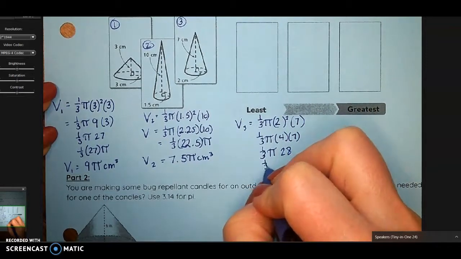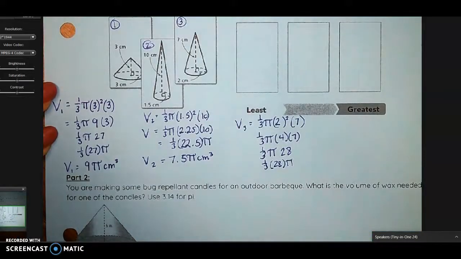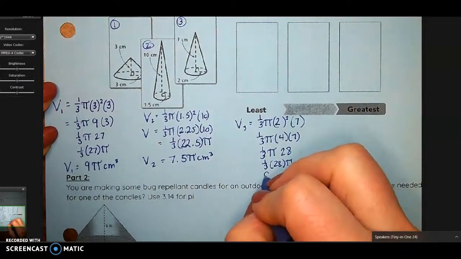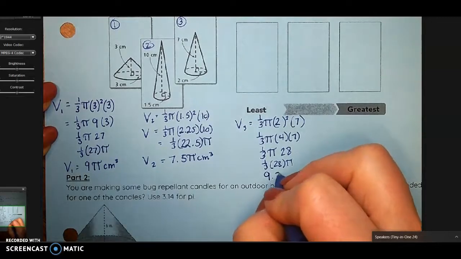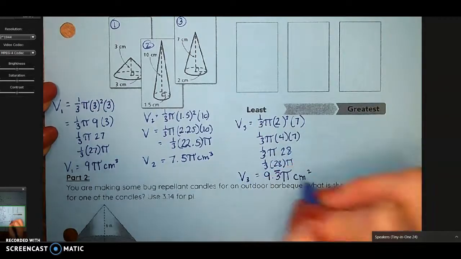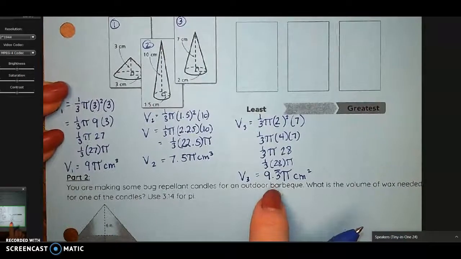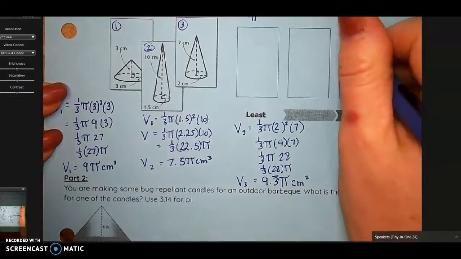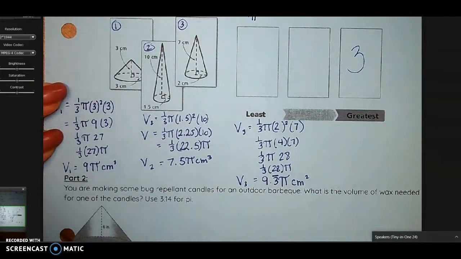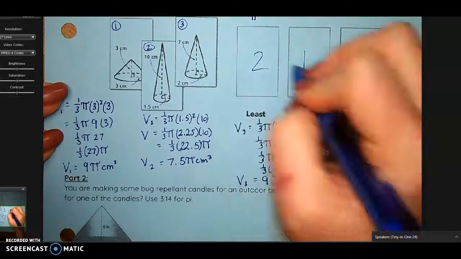And then 1/3 times the 28 times pi. So 28 divided by 3, which is 9.3, and it's repeating, pi, and that's still centimeters squared. So if I'm looking at which one is the biggest, has the most volume, this one is just a tiny bit bigger than that one. It's 1/3 of a centimeter cubed bigger. And then number 1, and then the smallest one was number 2.